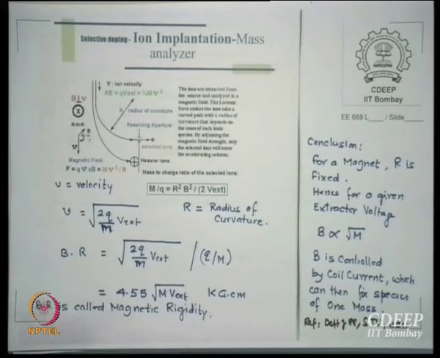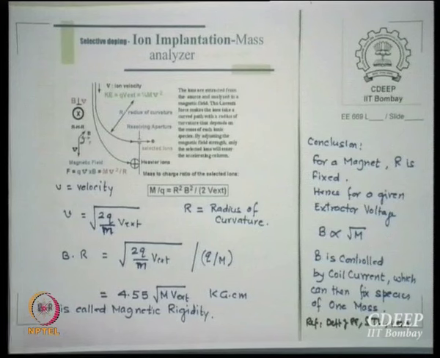So it can actually be written as 4.55 under root m times the extractor voltage. Now this B into R is essentially called magnetic rigidity, and that is the feature of any permanent magnet. This has nothing to do with this, but there is another small BR.